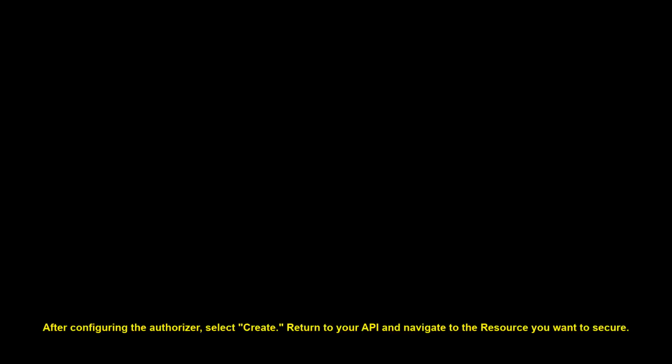Return to your API and navigate to the resource you want to secure. Click on the method request of the resource. Under Authorization, select the authorizer you just created. Save the changes, then deploy your API to apply the new settings.